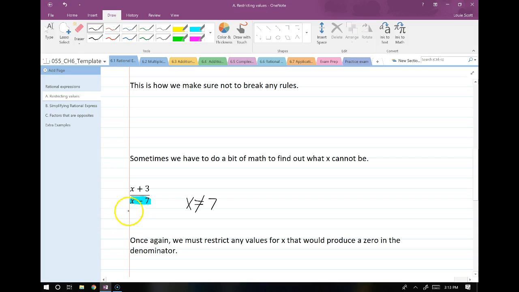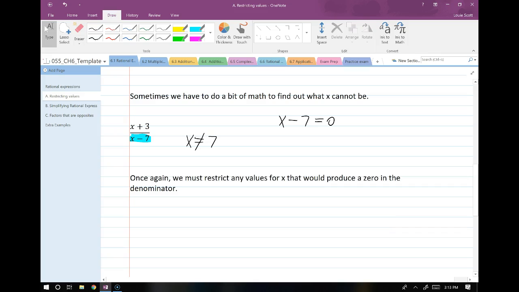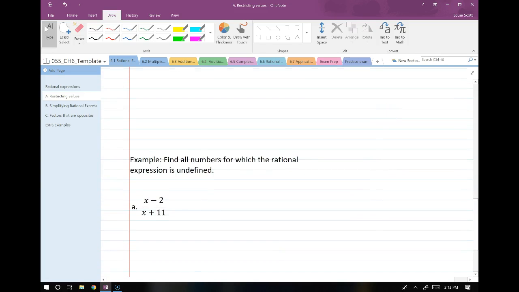So if you're not sure how to do that, set up an equation and say, well, I'm going to solve this: x minus 7 equals 0, and then you can solve for what you're going to restrict. And once again, these are just the values that would cause us to break rules. We don't really need to restrict anything else.